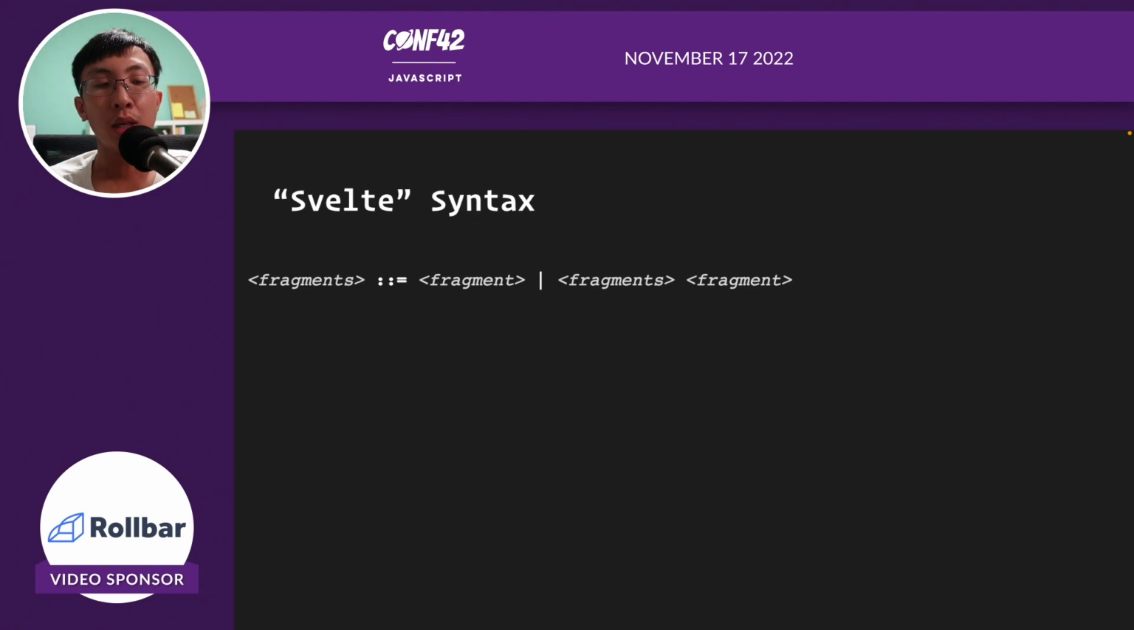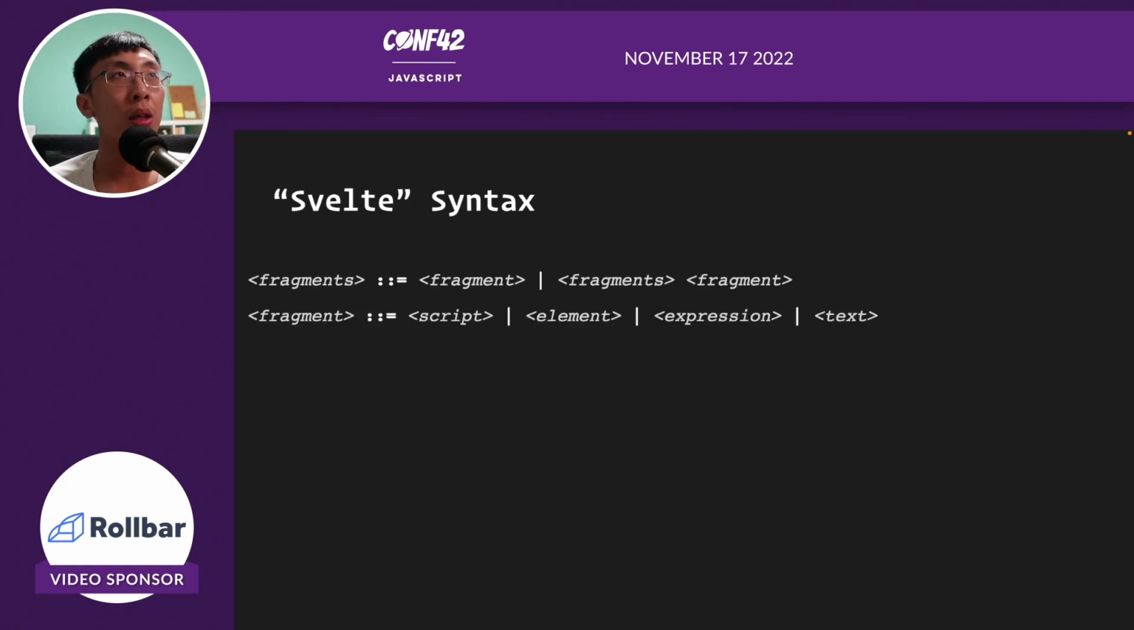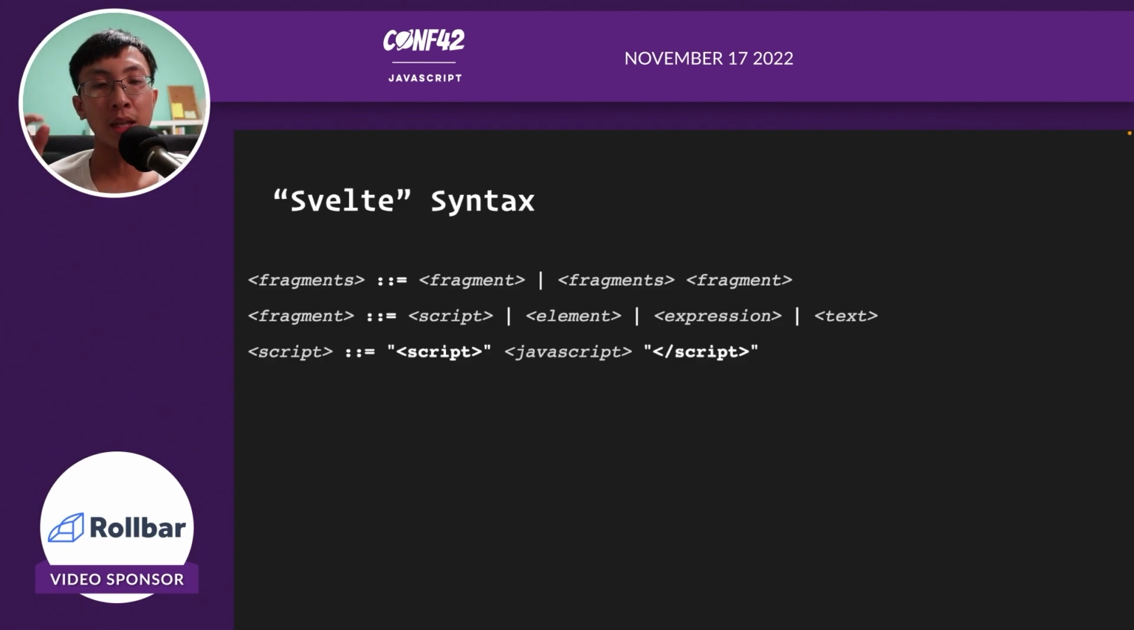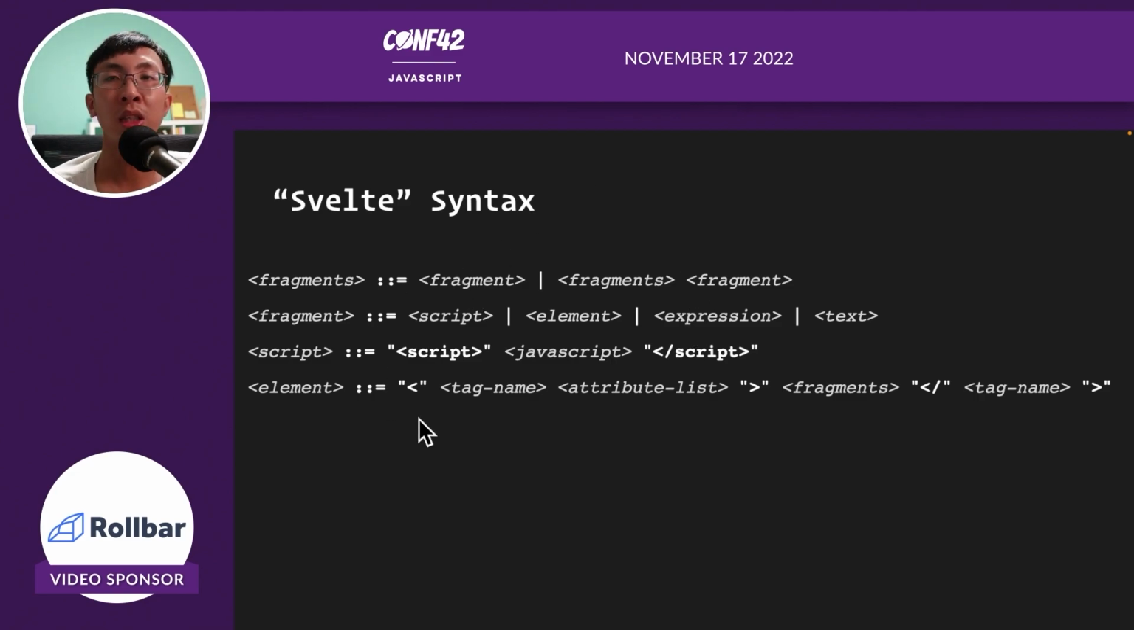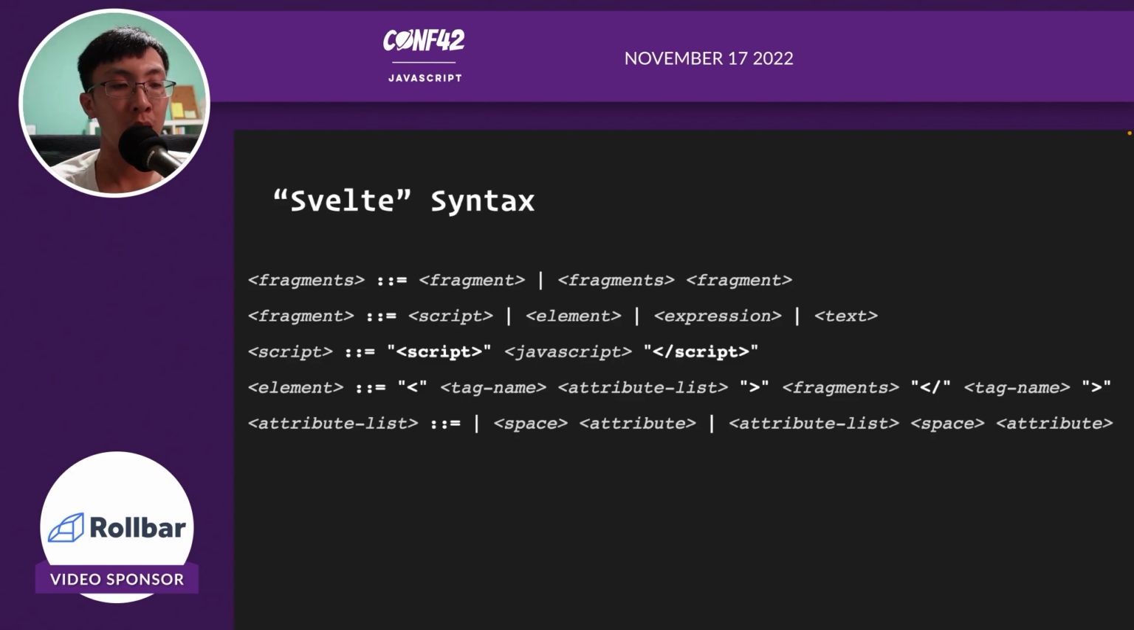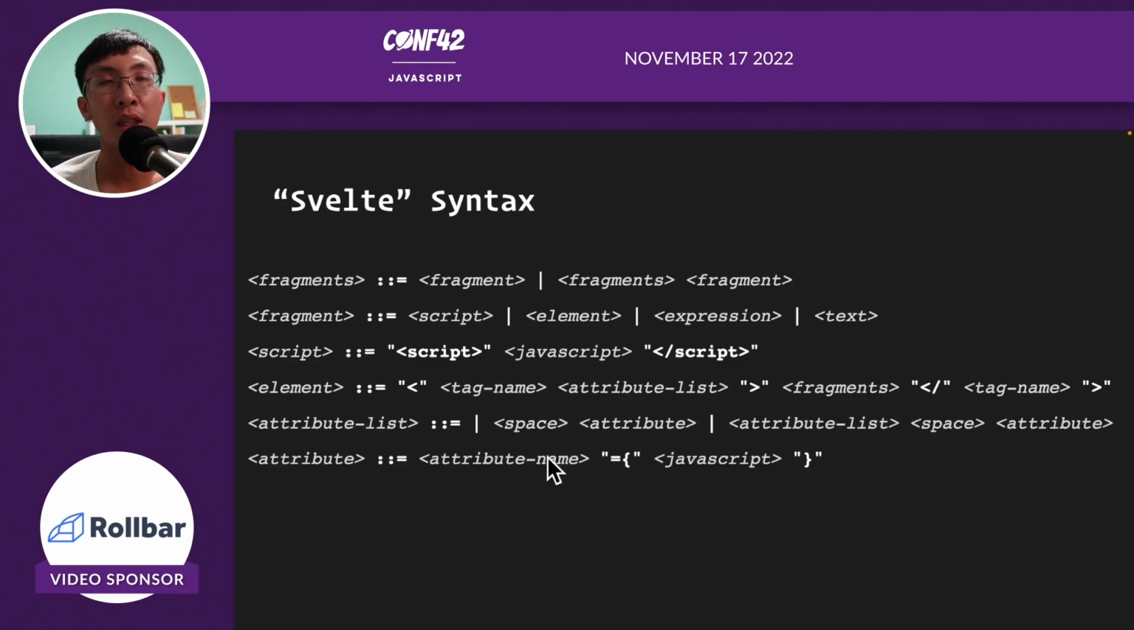I'm going to say the syntax of Svelte is a fragment, which is made up of a fragment or multiple fragments without any space between the fragments. Fragment itself can be a script, an element, expressions or text. So now we're going to define the syntax of a script. Well, the script is an angle bracket, script, angle bracket, and then some JavaScript, and then angle bracket, slash script, angle bracket. So this is the syntax for the script. How about an element? Well, an element is an angle bracket, the tag name, attribute list, and angle bracket, fragments, angle bracket slash tag name, and angle bracket. We can keep doing this for each of them, right? So for example, an attribute is an attribute name with equal, curly bracket, some JavaScript, and a curly bracket. Okay, we keep doing all this.